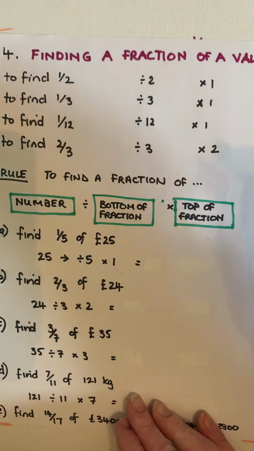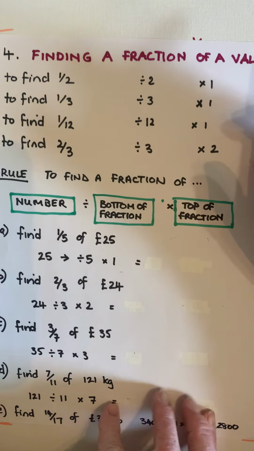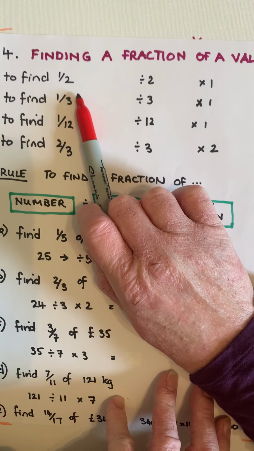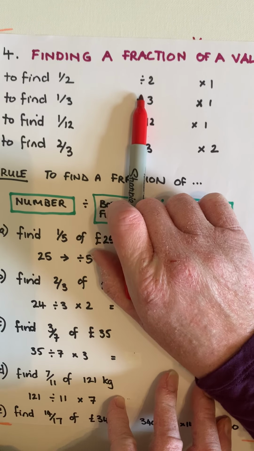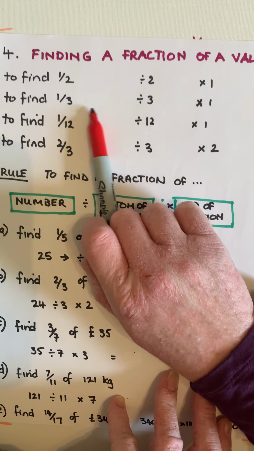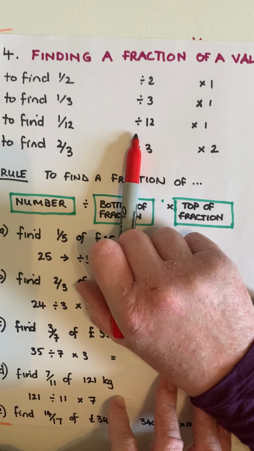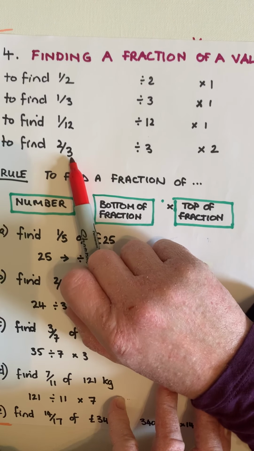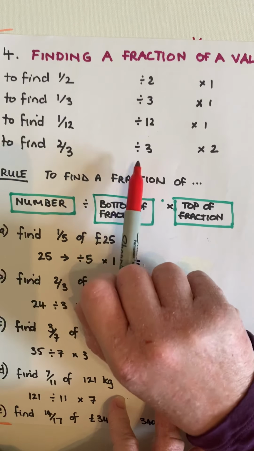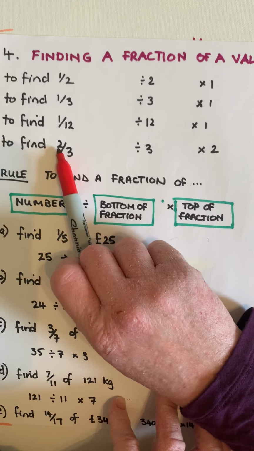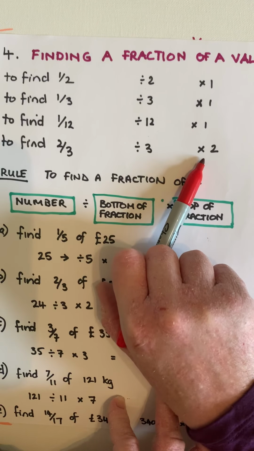Right. Next, we've got finding a fraction of a value. Now, I'm hoping that you know to find half of something, you divide it by 2. To find a third, you divide by 3. To find a 12th, you divide by 12. Now, to find 2/3 of something, you divide by 3, that gives you 1/3, and then you want to double it. 2/3 is twice 1/3. So you divide by 3, then multiply by 2.